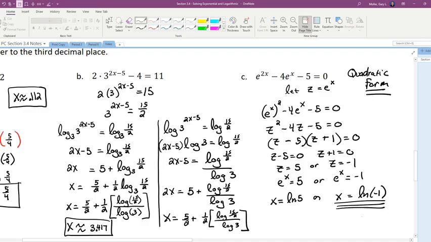I'm telling you that there are two answers. One of them is the natural log of 5, and the other one is whatever the natural log of negative 1 is. Well, the natural log of negative 1 is impossible. There is no number e to a power to get negative 1. e to a power will always be positive. So this is, of course, what we call extraneous.